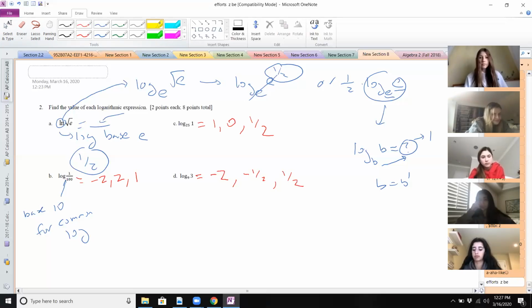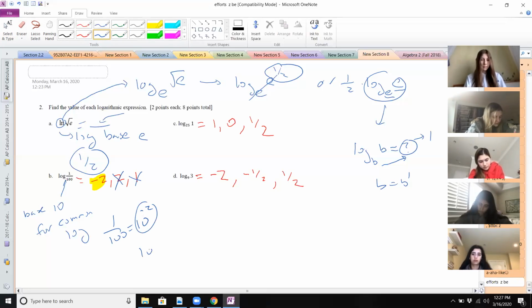2 will not work because the answer is -2 here. 2 would not work because then you're saying 1 over 100 equals 10 squared. So you don't want 2, and you don't want 1 either. So it has to be -2 because 10 to the -2 gets you 1/100. So look at it like this: log base 10 of 1 over 100 equals question mark, 1 over 100 equals 10 to the question mark.